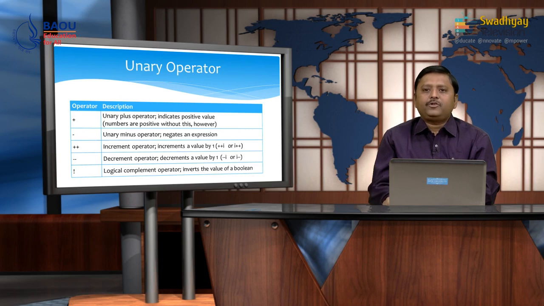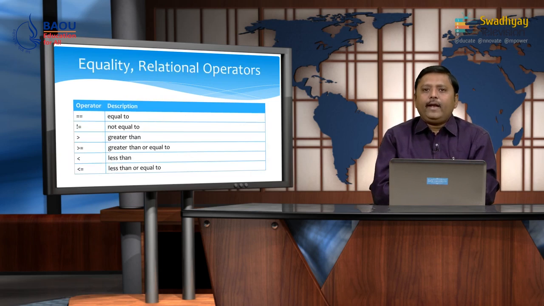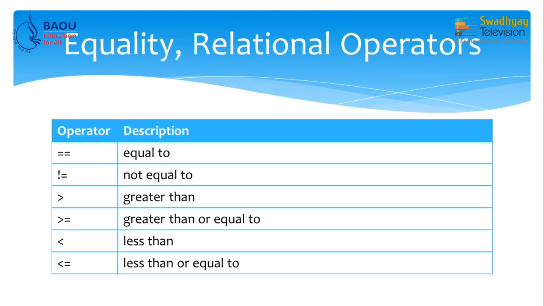Now, the next operators are equality and relational operators. In a program we need to compare two values for equality or inequality, and greater than or less than. So, for that we have relational operators, because they establish the relation between two variables: which variable is larger, which variable is smaller, whether two variables are equal or not. So, that is why these are known as relational operators.